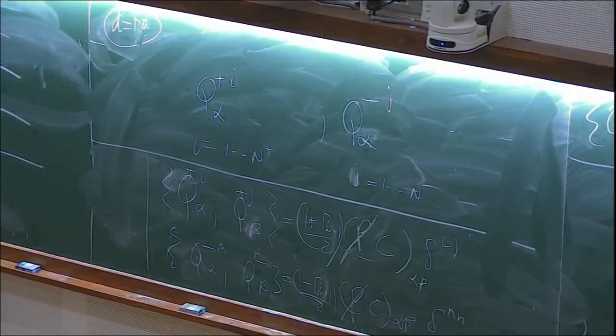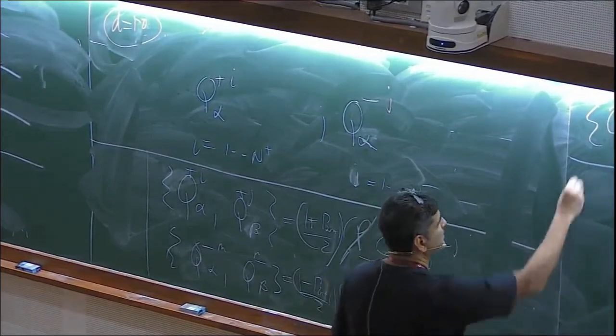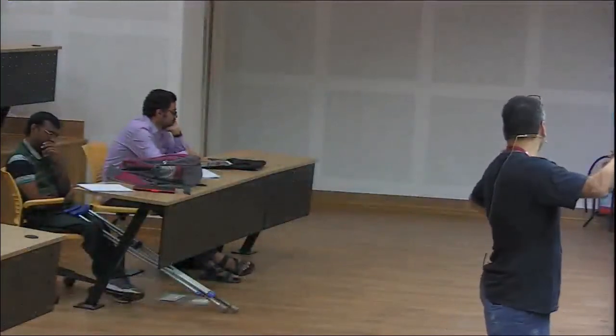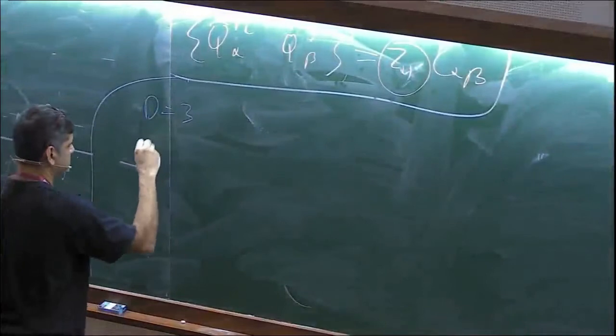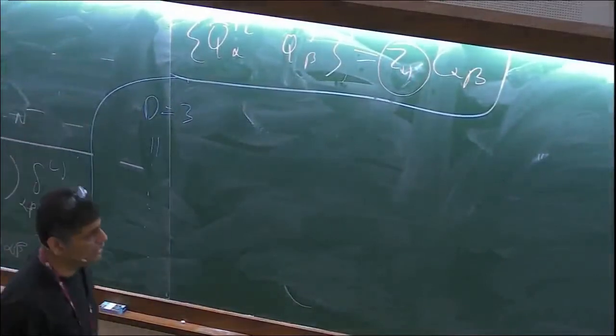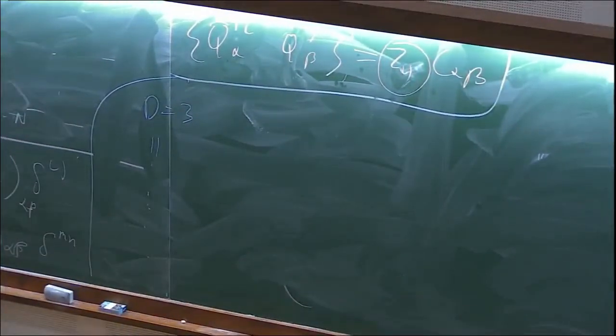It's a number that maps you to another number that transforms like a bifundamental. Okay? Let me very quickly write down the other dimensions. Let's at least get to this point. So let me write down, so now suppose D is equal to 3. Okay. Now we can go here.